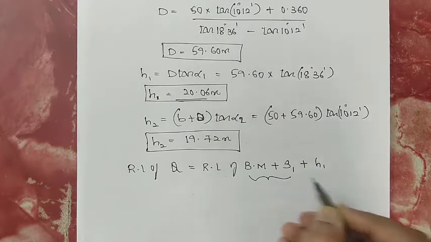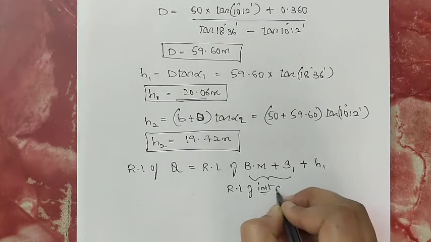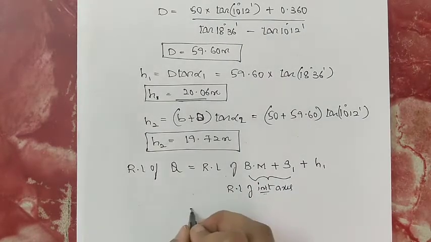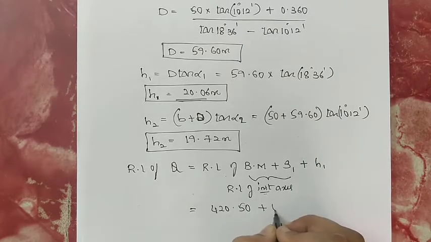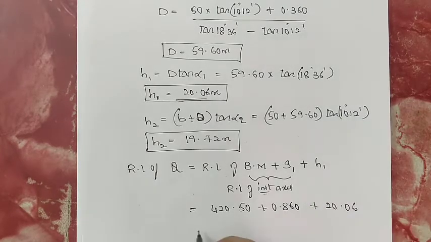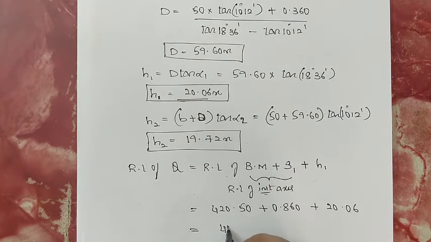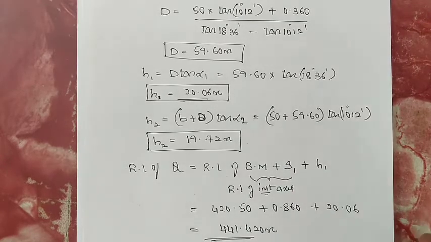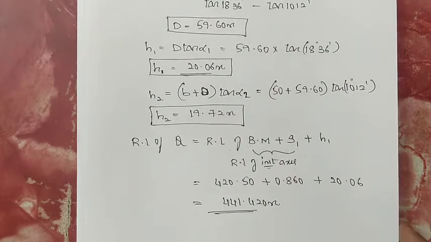RL of benchmark plus S1 will be your RL of instrument axis. I have substituted directly here. Okay, then substituted RL of benchmark, it is 420.50 plus S1 is 0.860 plus H1 it is 20.06. Upon simplification, you will get RL of top of the chimney as 441.420 meter. This is what? RL of Q. Okay, you have calculated RL of Q when the instrument station is at A.